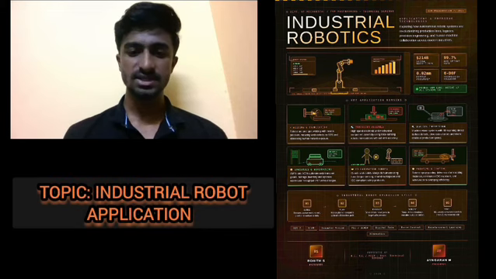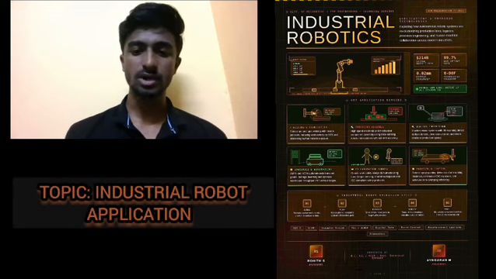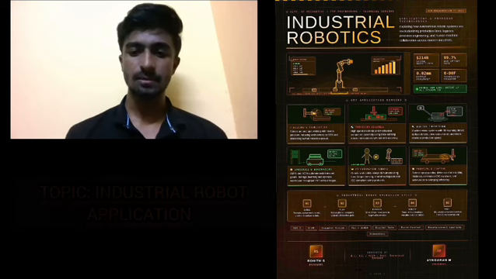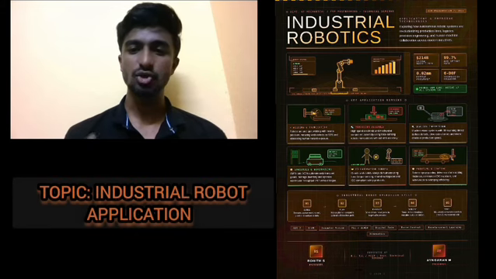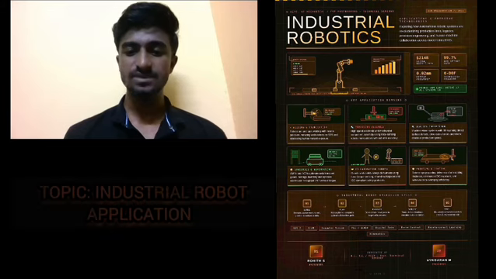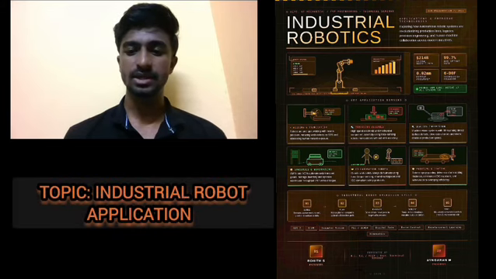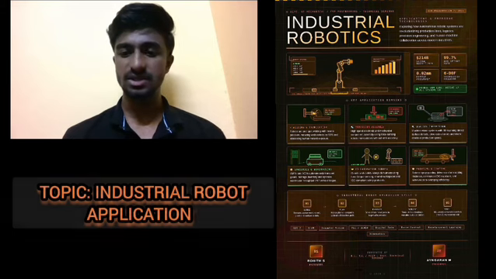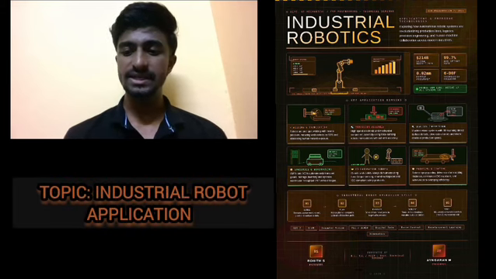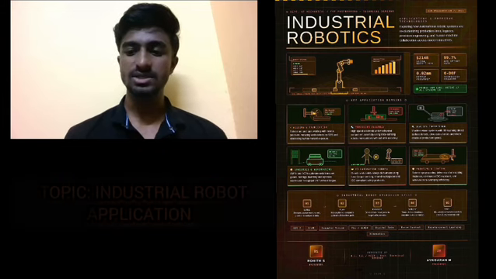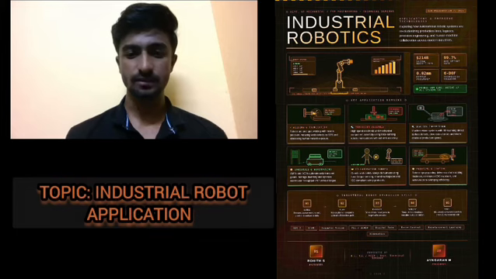The first domain, welding and fabrication: robot arc and spot welding with micron precision reduces defects by 90% and eliminates human hazard exposure. The second domain is precision assembly: high-speed electronic and mechanical components assembly using track sensing robotic manipulators with sub-mm accuracy. The third domain is quality inspection: machine vision systems with 3D scanning detect surface defects, dimensional errors, and micro cracks at production speed.